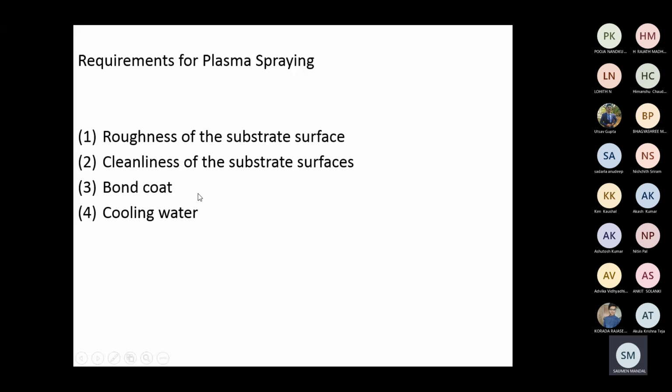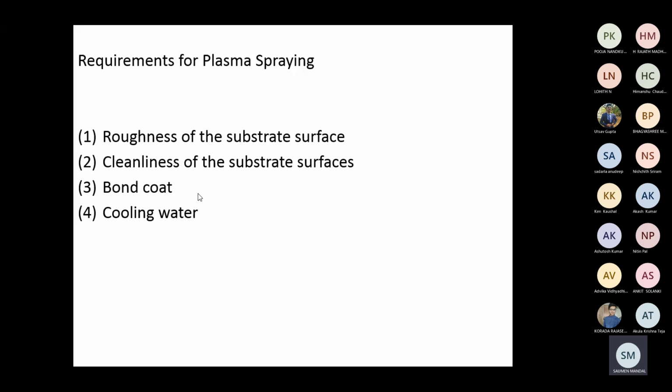Bond coat. So what is the bond coat? A bond coat is a coating applied first. Let's say on top of metal you want to coat a metal oxide coating. Metal has a different thermal expansion coefficient, TEC, and metal oxide has a different thermal expansion coefficient, TEC.